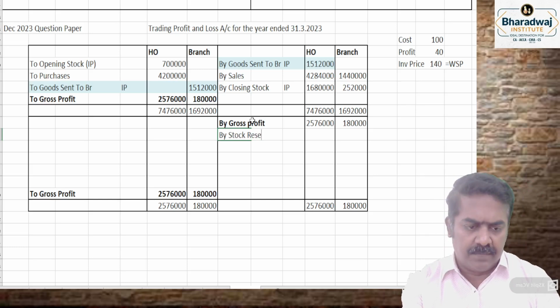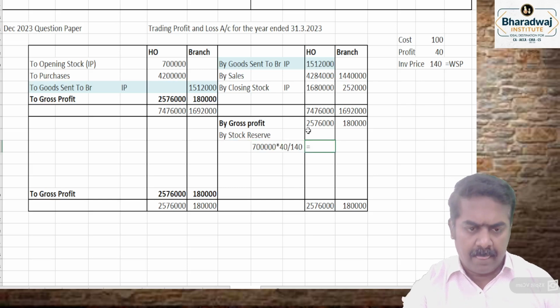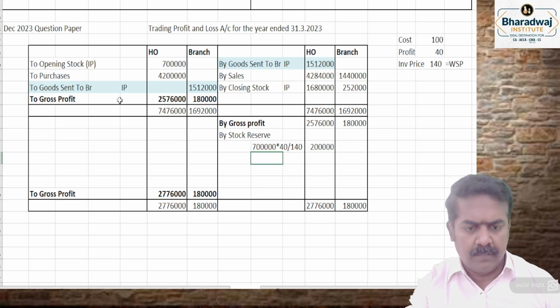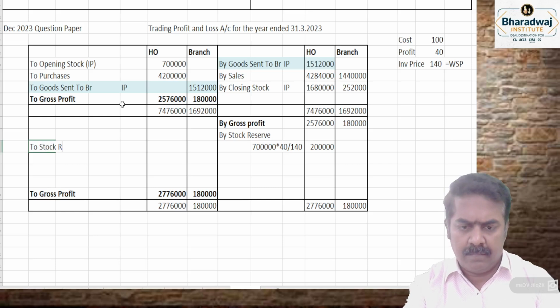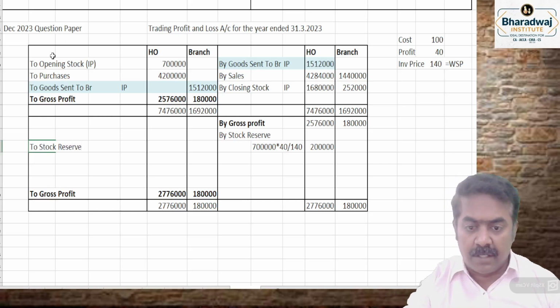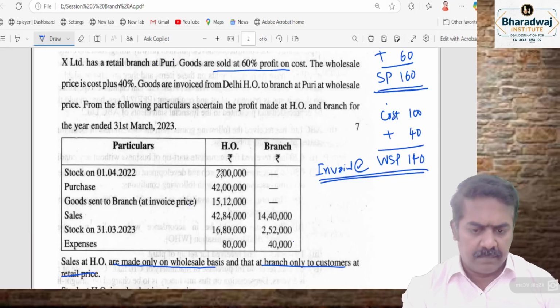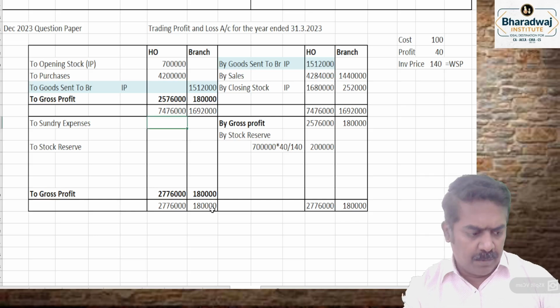By stock reserve, opening stock, how much is there? 7 lakhs into 40 by 140. Then, okay, expenses are given. Sundry expenses are given. How much sundry expenses are given? 80,000, 40,000.